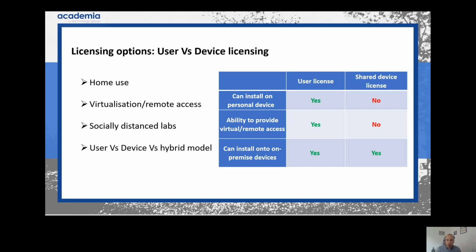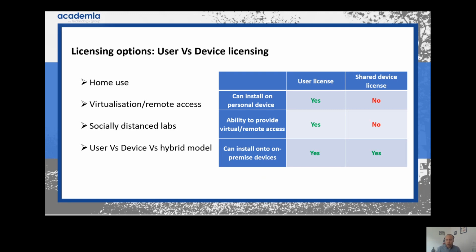So just to talk a bit more around user versus device. If this wasn't clear from earlier on, hopefully this slide will really clarify the difference between the two. In effect, you're getting Creative Cloud, very similar in terms of services and what access you have. But when we go through this, it becomes quite apparent and really reiterates the benefits of a user license. So first and foremost, a user license can be installed on a personal device for home use. A shared device or device license cannot be. You can also provide remote access with a user license, which you can't with a shared device license.